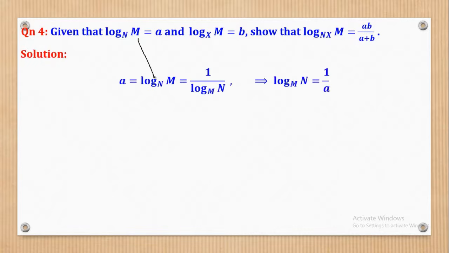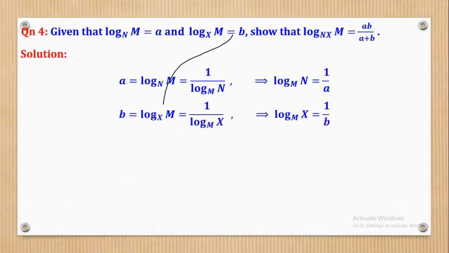So yeah, we know that the a is equal to that, implying that if I want to change the base to base m, this will be now 1 over log base m of n. What does that mean? It implies that this one is equal to the reciprocal of that, which is 1 over a. Then from here, it implies that this will be equal to 1 over log base m of x, to come up with log base m of x is equal to 1 over b. Now I think we realize that now we have same base.